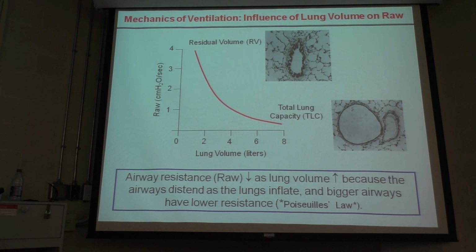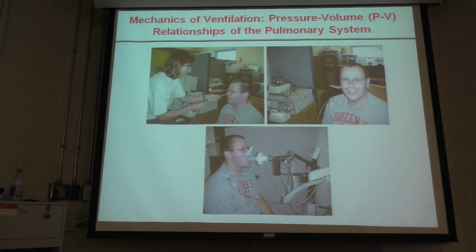So I'll show you where we breathe, but airway resistance decreases as lung volume increases because airways distend as the lungs inflate, and a bigger airway has lower resistance or greater conductance. So this comes back again to Poiseuille's law that we showed previously about the airflow. So how do we measure this? This is from years ago, and we do this in the lab all the time.